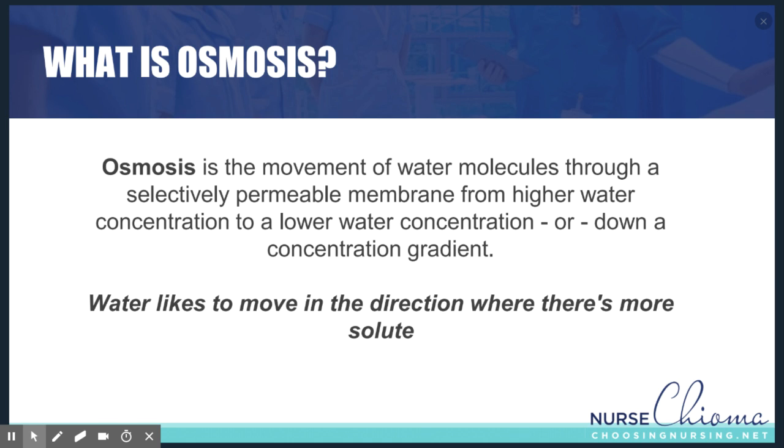And really it comes down to something called osmosis. Osmosis is the movement of water molecules through a selectively permeable membrane from higher water concentration to a lower water concentration, or down a concentration gradient. So water likes to move in the direction where there's more solute. Write that statement down. Water likes to move in the direction where there's more solute.